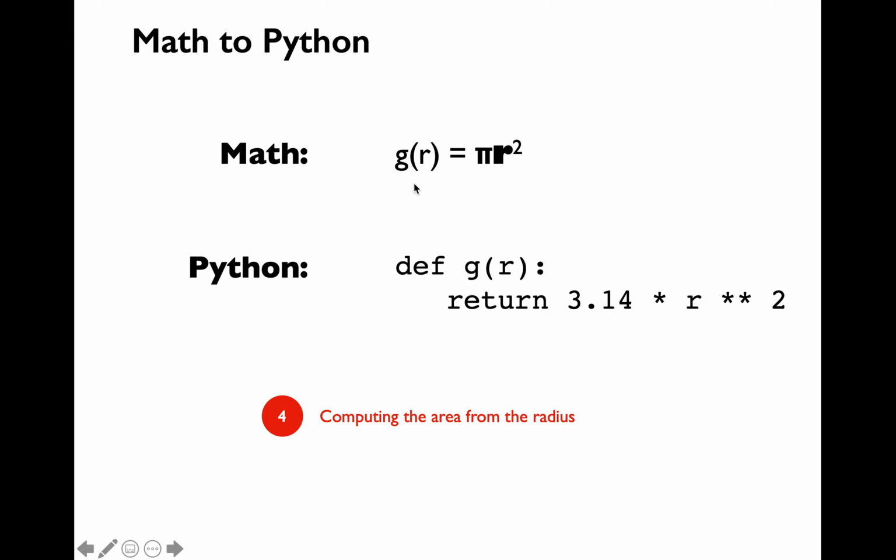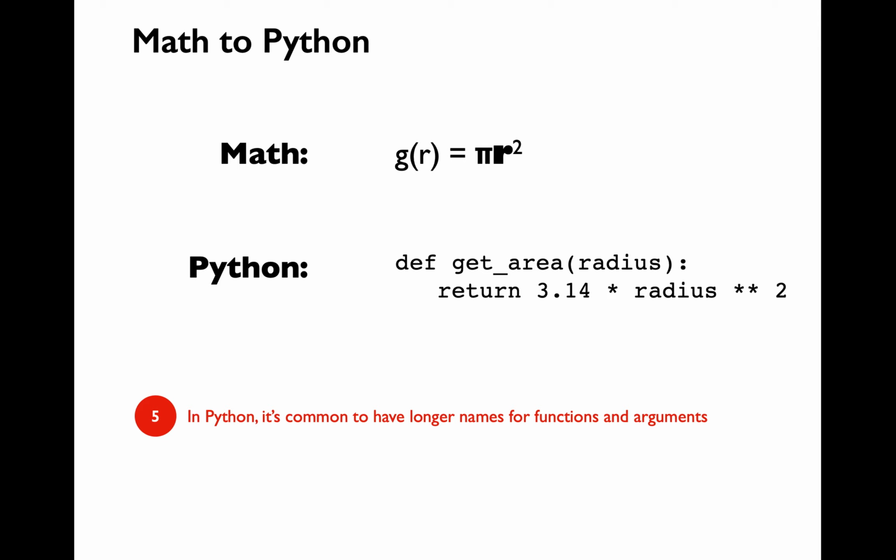Here is another function example. The math definition is g of r equal to pi r squared, which is computing the area of a circle given the radius. You can take the math definition and try to write a Python function as such by using g and r as the function name and the parameter name. Alternatively, you could use descriptive words like get underscore area, which give a better sense to somebody who's going through your code instead of just using the function name of g. You could also use radius instead of r, which is more descriptive.